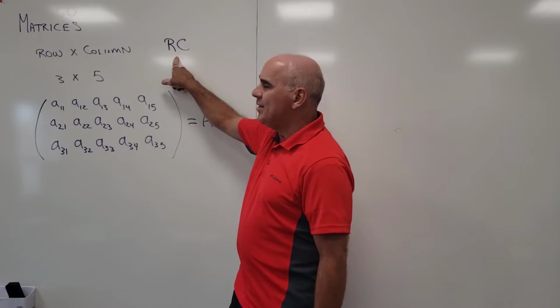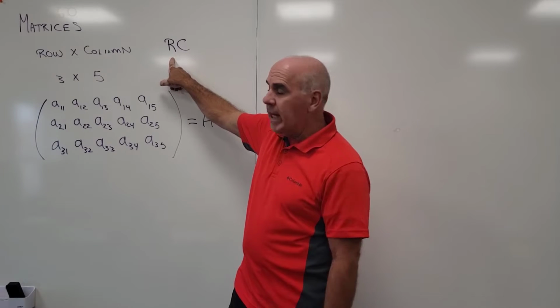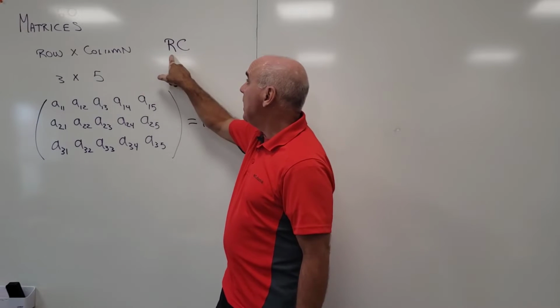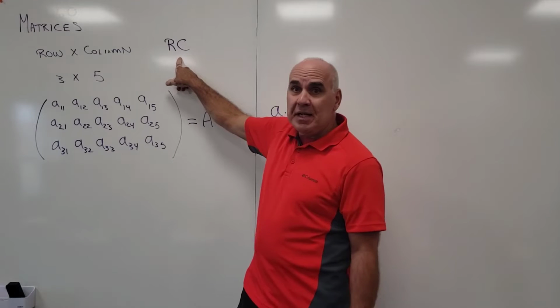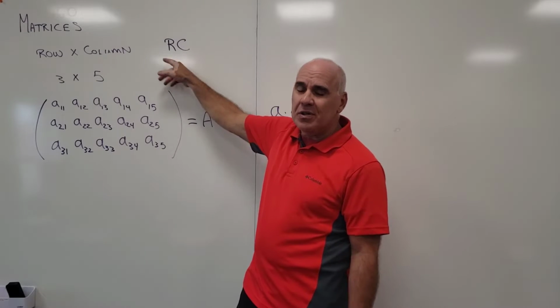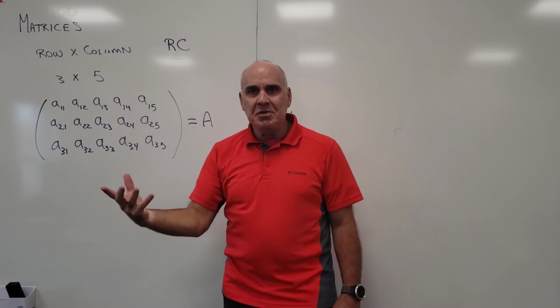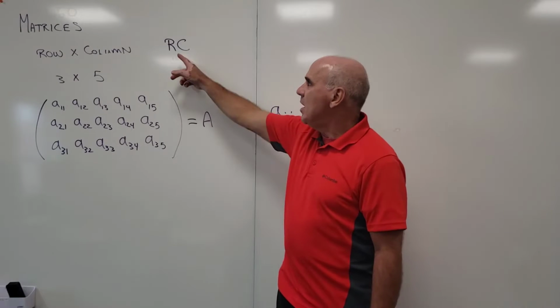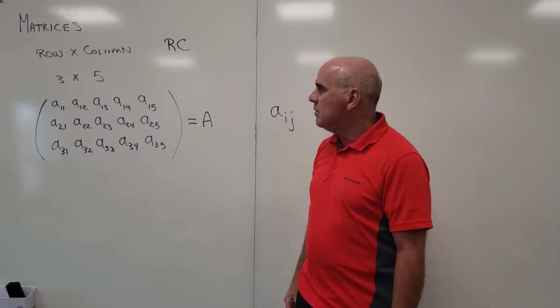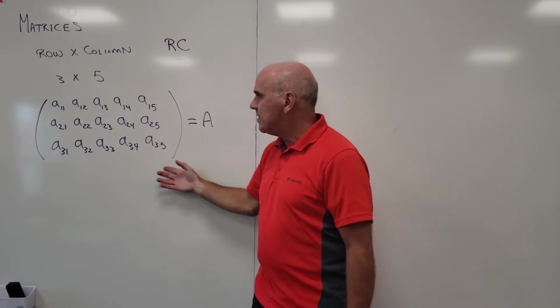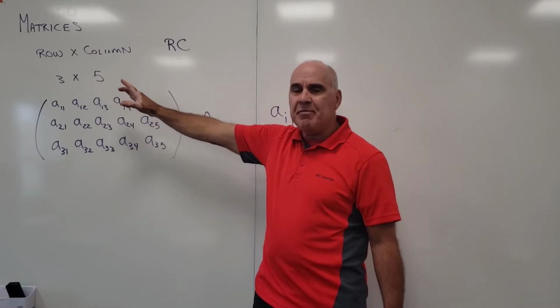I always remember, and this is way back, right? I'm an old guy. So RC, row by column. My favorite cola back in the day was Royal Crown or RC Cola, so it's easy for me to remember. But you come up with some sort of an acronym. All right, so RC, row by column.